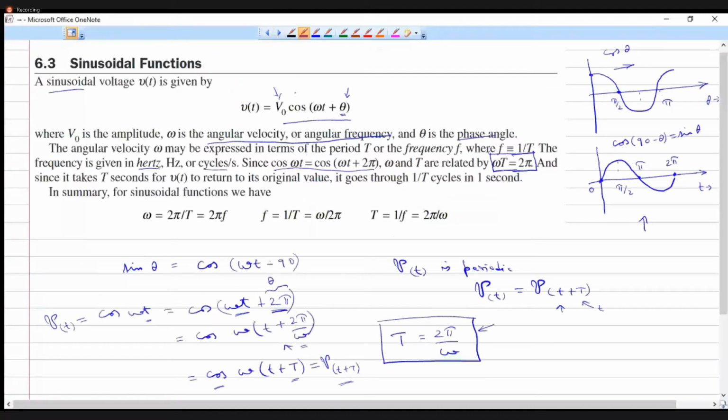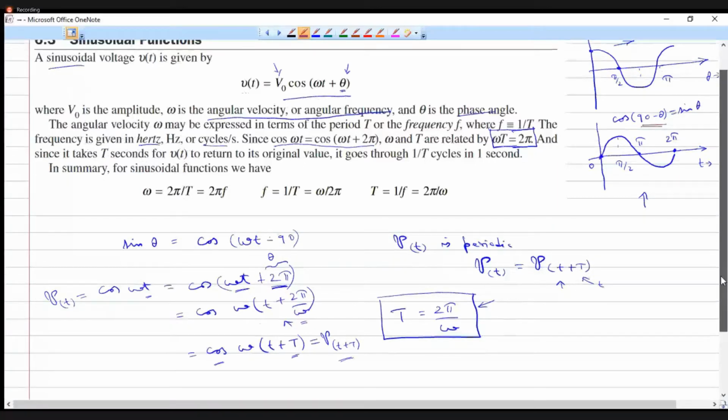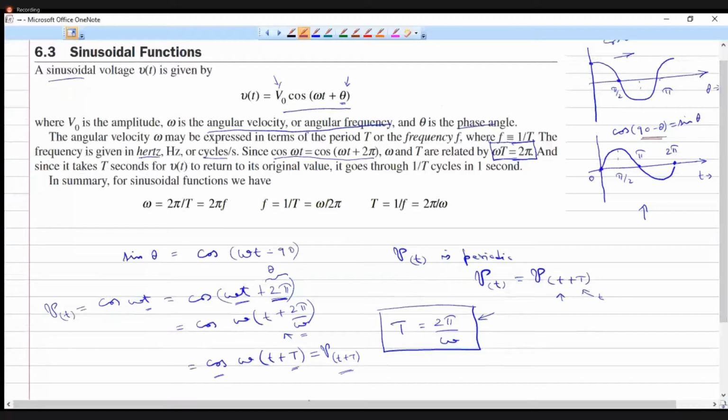Then we saw in detail what sinusoidal functions are. A function of the form cos of omega t plus or minus theta, or sine of omega t plus or minus theta, is called a sinusoidal function. And we have seen that a cosine wave could be expressed in terms of a sine function. Then we looked at the relationship between T and omega, as well as the relation connecting the frequency and the time period capital T. Also, we know that the time period is nothing but the inverse of the frequency, T is equal to 1 by f.